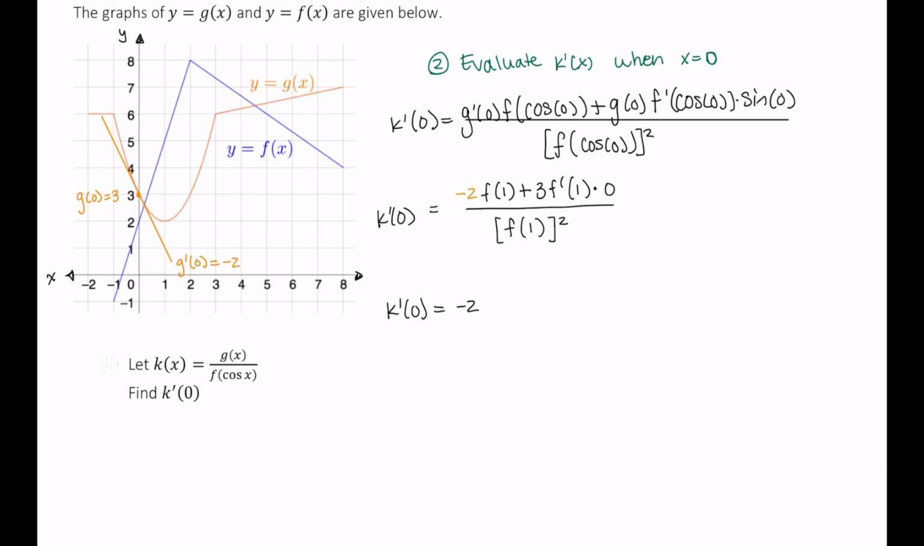Our function f here in blue has an output of 5. So I'm going to multiply this negative 2 by 5, and then I'm going to add 0 to it. So this goes away, vanishes. And I'm going to divide everything by f evaluated at 1 squared. And so that's 5 squared. And of course, this becomes negative 2 over 5. Hopefully you are feeling more confident in your abilities to do calculus.